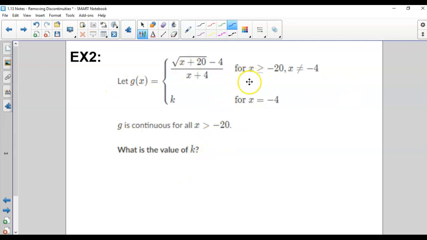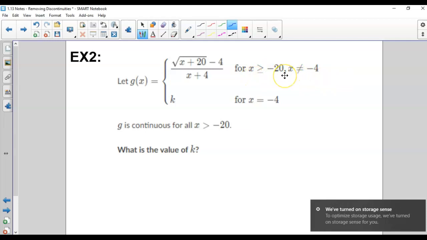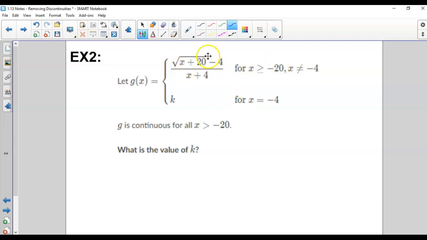You will see here that the domain for this is x is greater than or equal to negative 20, x does not equal negative 4. Why did they have to put that x is greater than or equal to negative 20? The square root. If you plugged in negative 30, you would get an i for this. So we can't use any values lower than that. So this is still saying that we use this equation everywhere except for x equals negative 4 as long as our values are bigger than negative 20, because if they're not, this equation doesn't exist at all. So we're still really doing the same thing here.